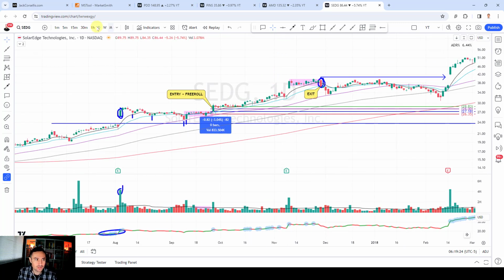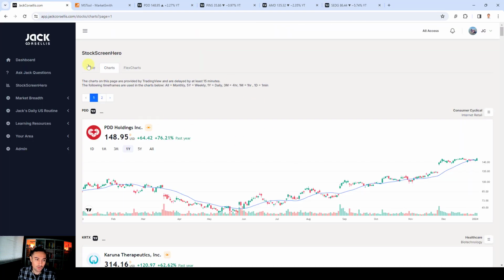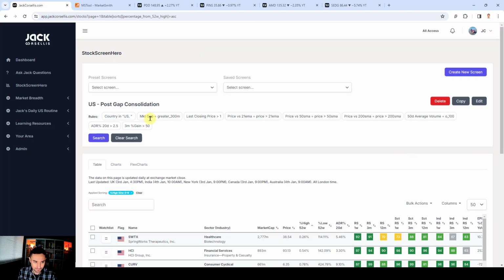So what I'm going to do now is just take you through a little bit of the screening. So remember, we're running this screen here. This is the US post-gap consolidation. I'm going to keep this free and available until the 12th of January 2024.